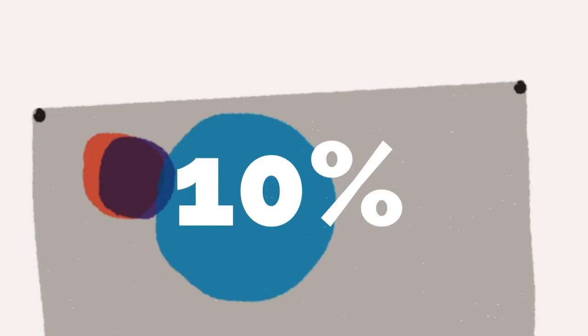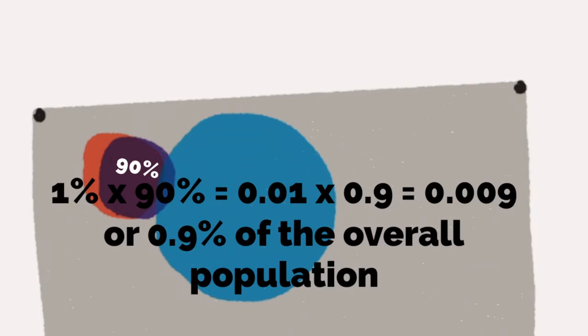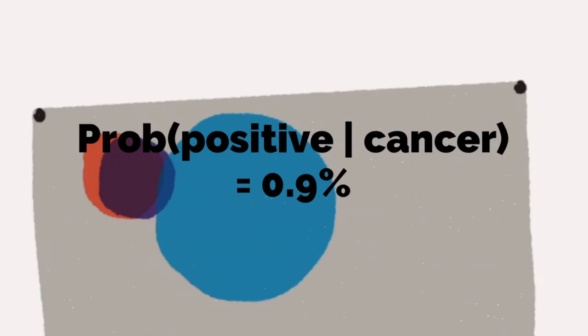90%, so 90% of that 1% of the population, so 0.01 times 0.9 is 0.009. 0.009, which is 0.9% of the overall population, will be tested positive while having the cancer.